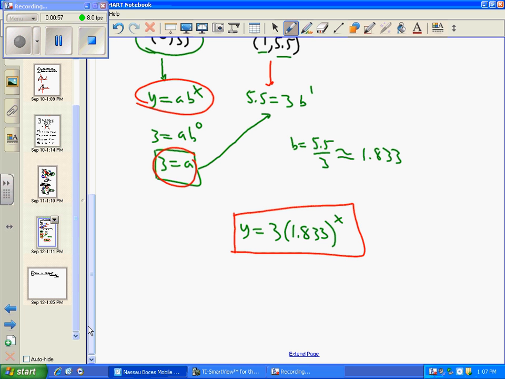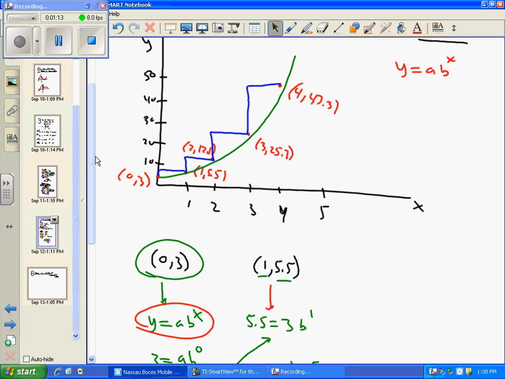So what do we know? Based on this equation, we can see by looking at the base that it looks like our growth rate is 0.833. So we're seeing about an 83% increase per unit along the x-axis. Every time we jump a unit of x, we go up an extra 83% in vertical height.